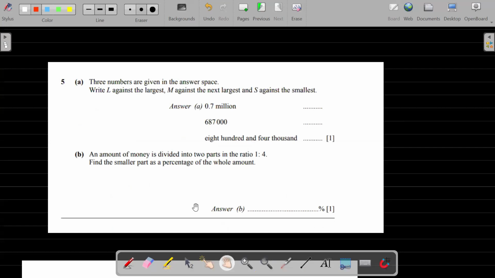Okay. Three numbers are given in the space. Write L against the largest, M against the next largest, and S against the smallest number. Okay.